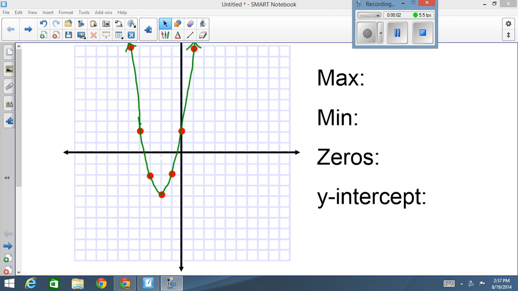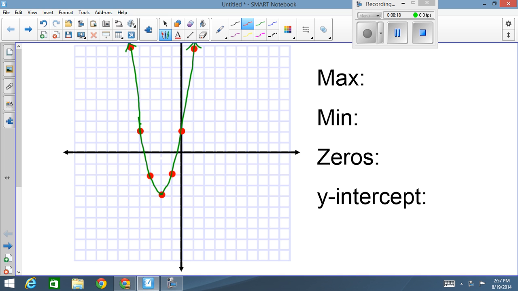Okay, so the next characteristics that we're going to talk about with these functions are maximums, minimums, zeros, and y-intercepts. Now, the function that you see displayed on your screen is actually a quadratic function, which essentially means that there is an x squared term in the equation.